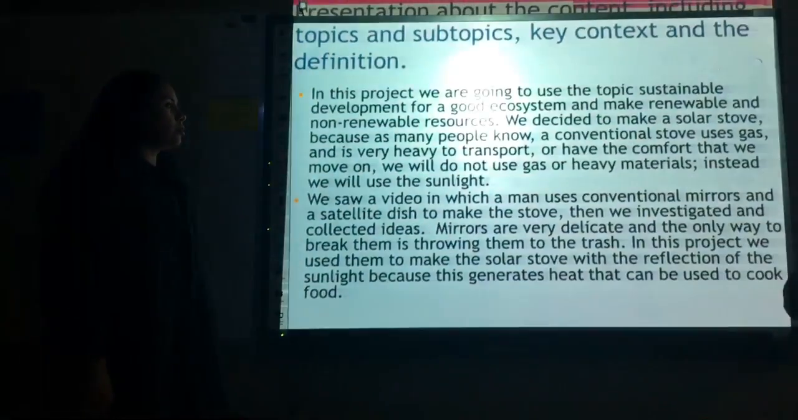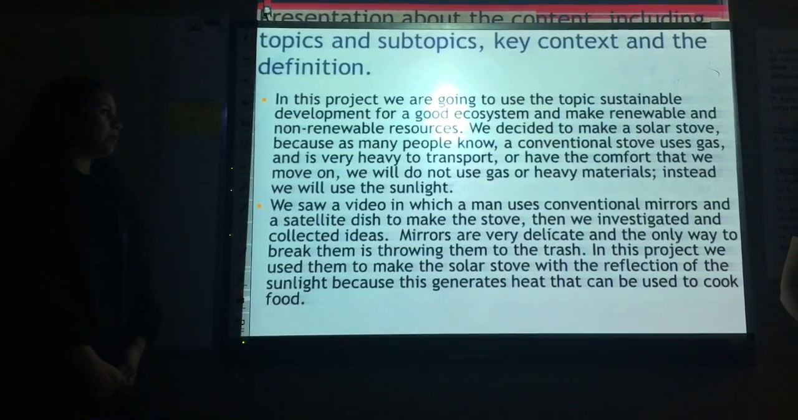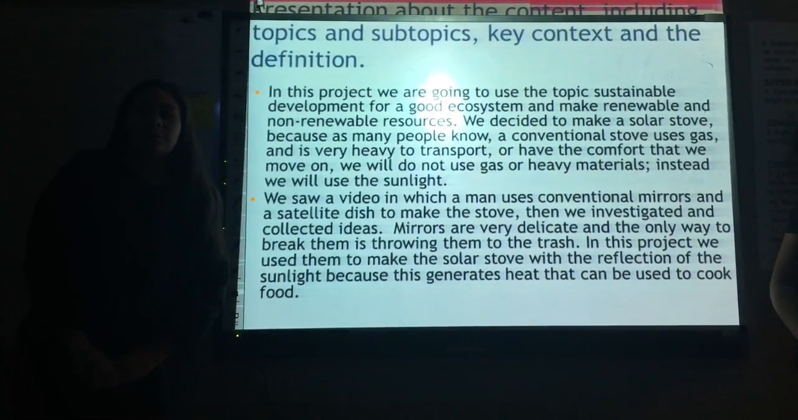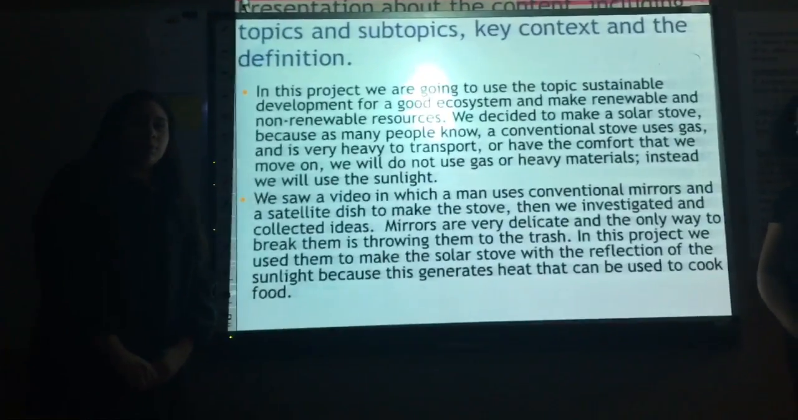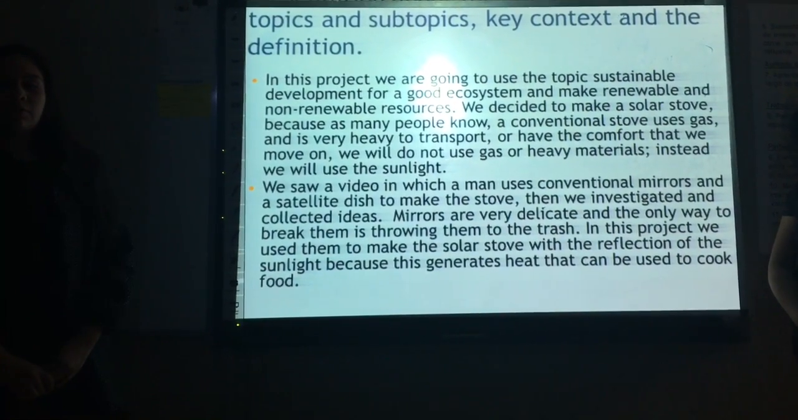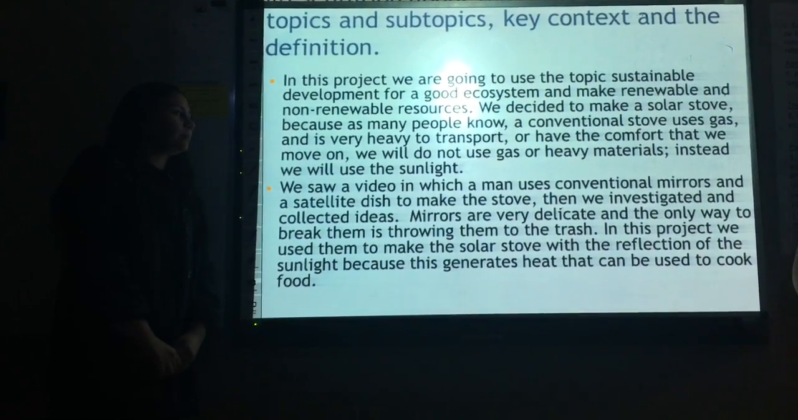The presentation about the content including topics and subtopics, key context and the definition. In this project, we're going to use the topic sustainable development for a good ecosystem and make renewable and non-renewable resources. We use only solar light and thus don't use gas that contaminates the environment so much.